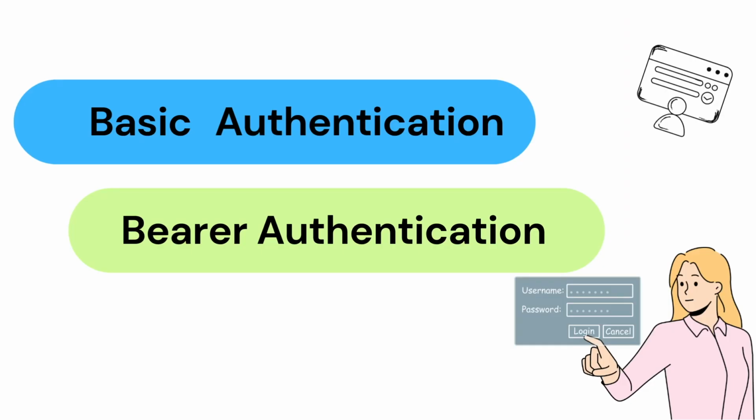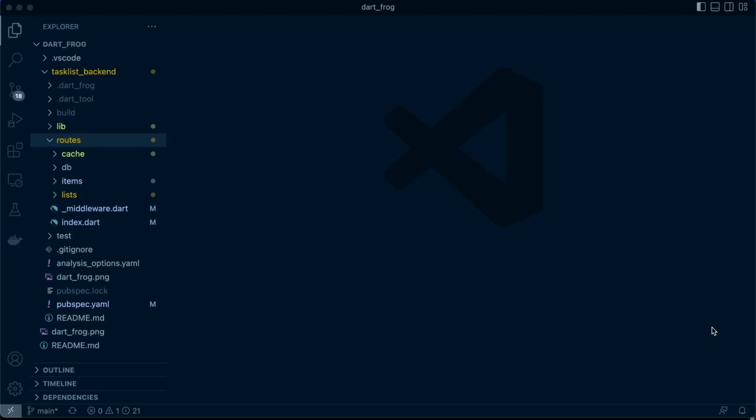In this tutorial, we look at basic authentication and bearer authentication. So in this specific video, we'll focus on basic authentication, which is a simple form of authentication that involves sending a username and password with each HTTP request. And then in the next video, we'll get to look at bearer authentication. Let's go back to our application.